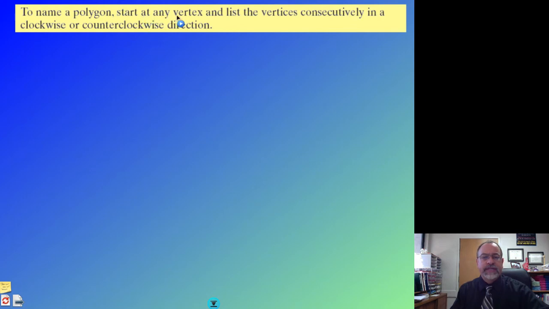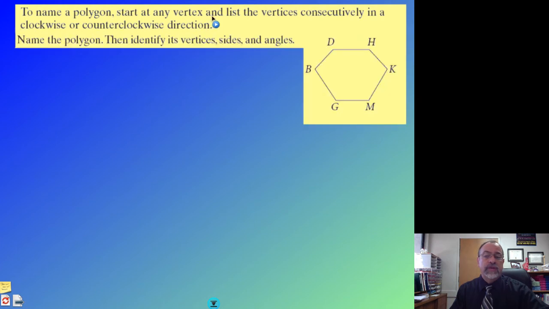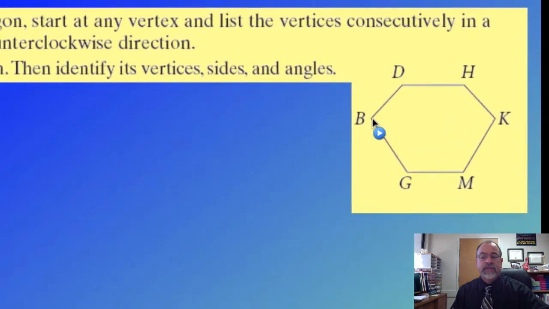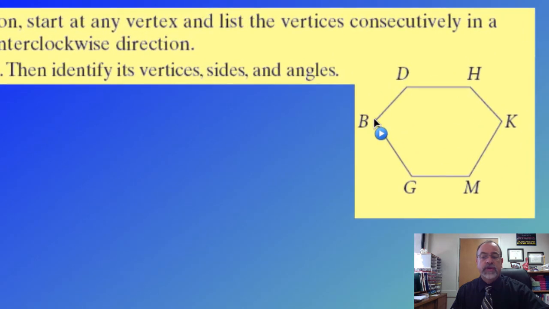It says here that we can start at any vertex and then we just list the vertices consecutively, either going clockwise or counterclockwise. So you can name it in multiple ways. You start at any vertex. Let's start at B, and I could go all the way around. So I could go B, D, H, K, M, G. That would be one possible name. Or I could start at B and go the other way, counterclockwise. B, G, M, K, H, D, and that would be another name for it.